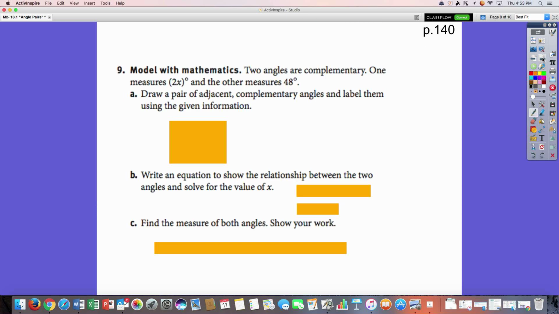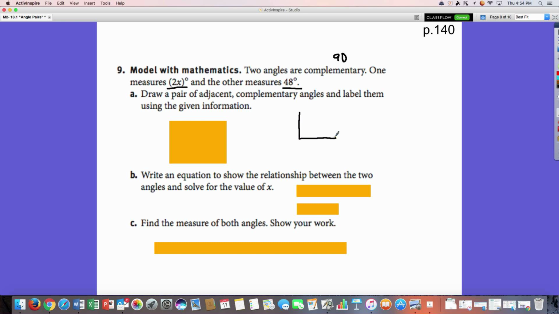Let's flip over to page 140. This is where it gets a little tricky. They're telling you two angles are complementary. What does complementary mean? They equal 90. One measures 2x. Uh-oh, that sounds complicated. And the other measures 48 degrees. It says draw a pair of adjacent, which means next to, complementary angles and label them. So they want you to have a drawing that basically means they're complementary, right? They have to equal 90 to be complementary. And I got to draw two angles like that.